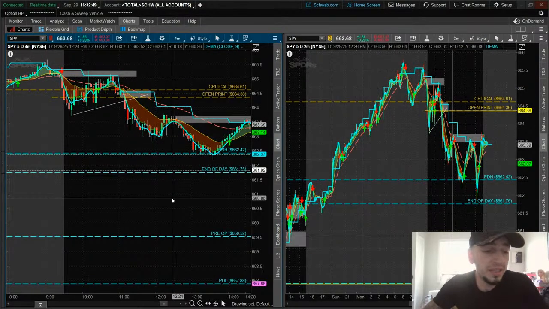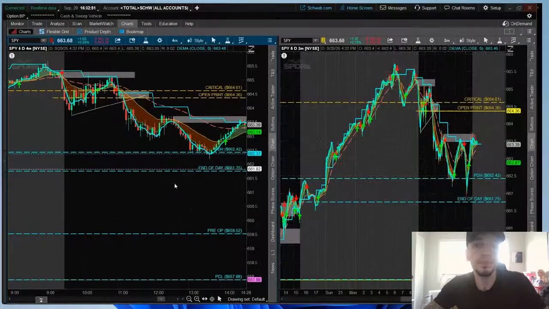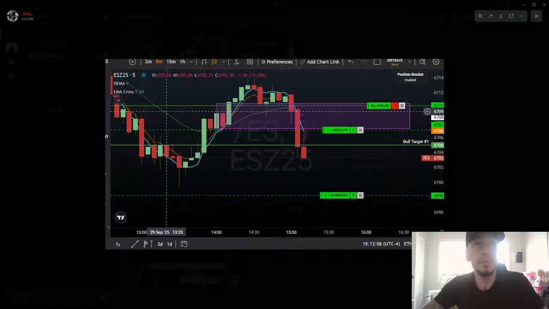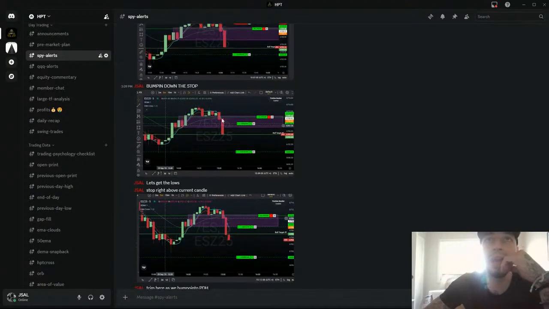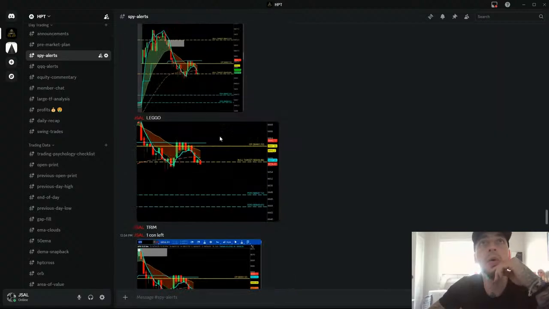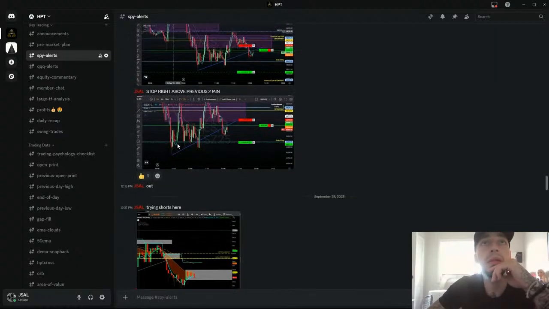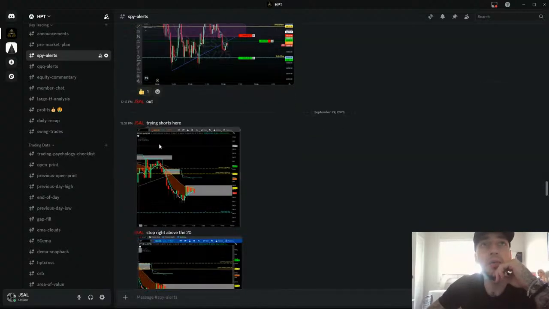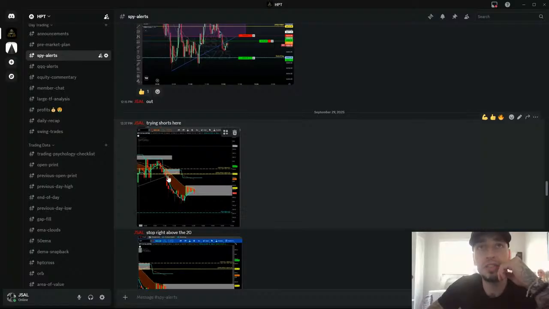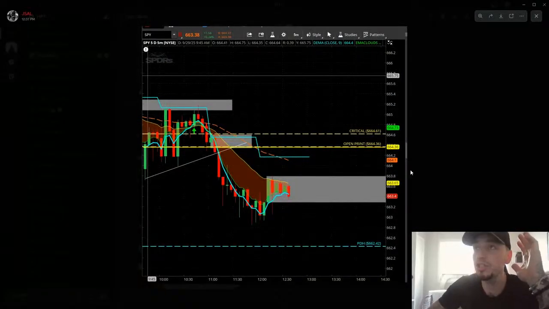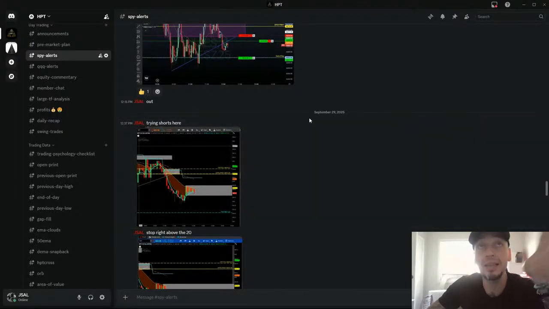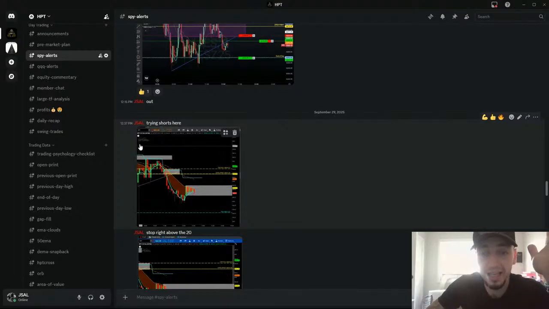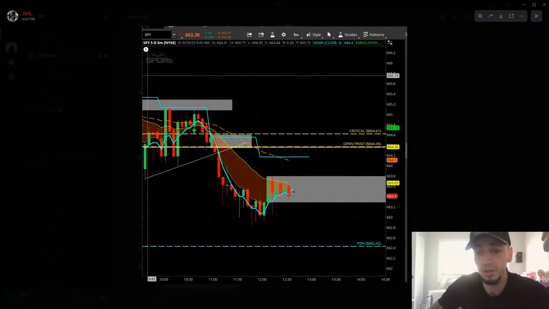If I come over to the Discord here, let's see exactly where I hopped in the market short. Right here, I'm trying shorts here. Once again, this is just to be very clear on when exactly we decided we were going to hop in the market and what caused me to actually enter. So right here at 1237, I'm trying shorts here. This is exactly what the market looked like.